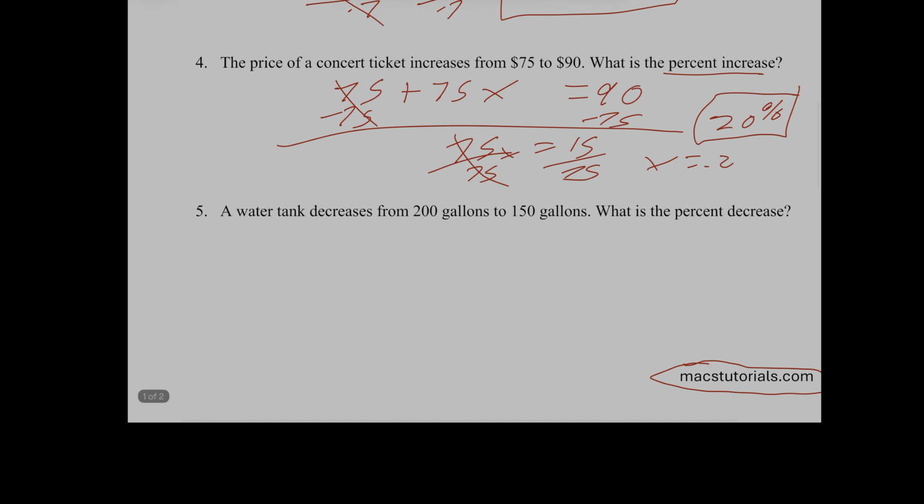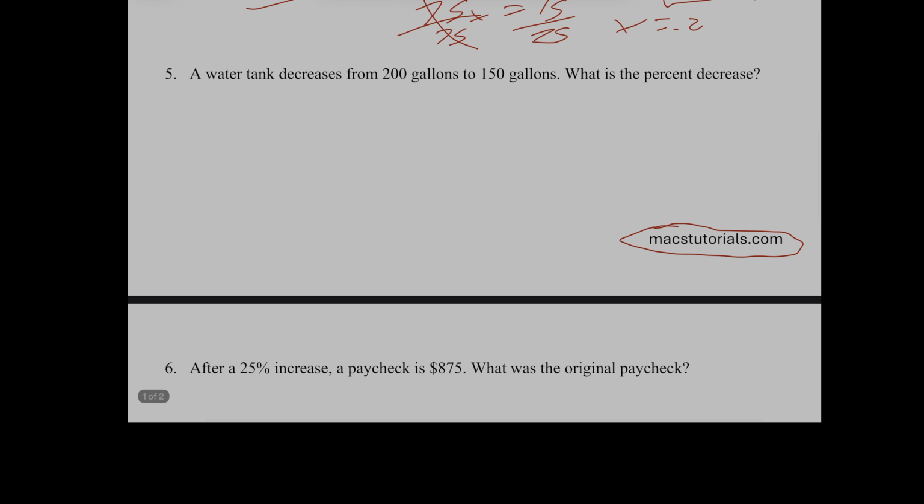All right. Number 5, a water tank decreases from 200 to 150. 200 is the original, 150 is the final. Okay, and it decreased, so I'm going to subtract whatever percentage times the original. Okay, now we're just going to do a two-step equation.